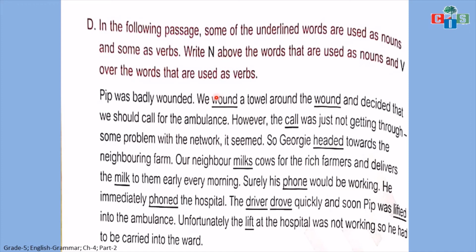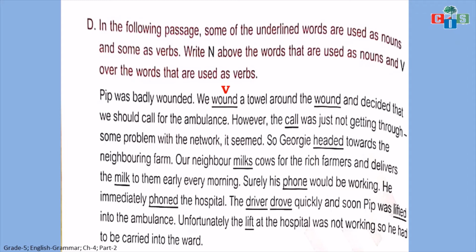Pip was badly wounded. We wound a towel around the wound and decided that we should call for the ambulance. We wound a towel around the wound. So here this wound is working as a verb, right? This wound is working as a verb.